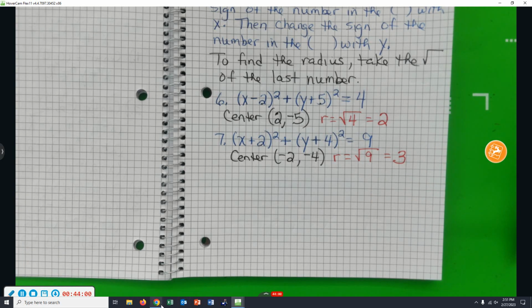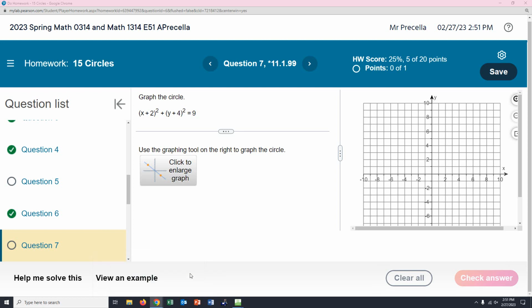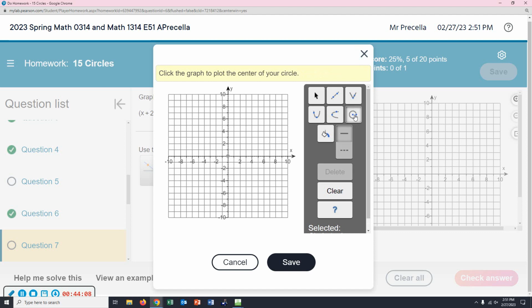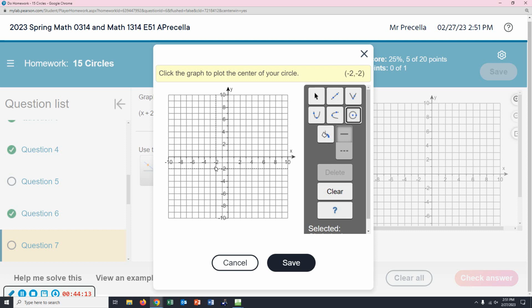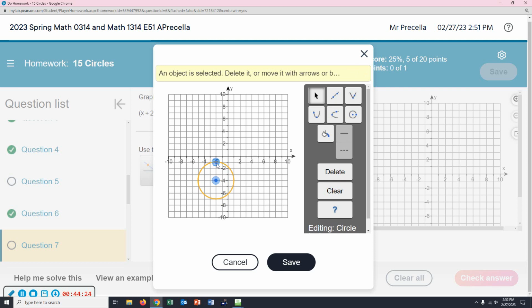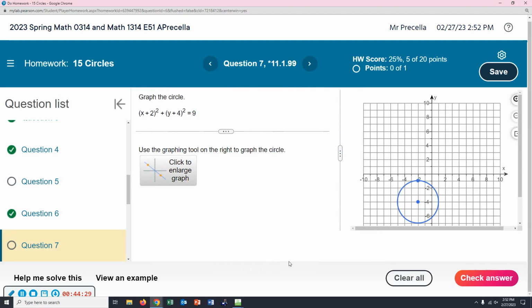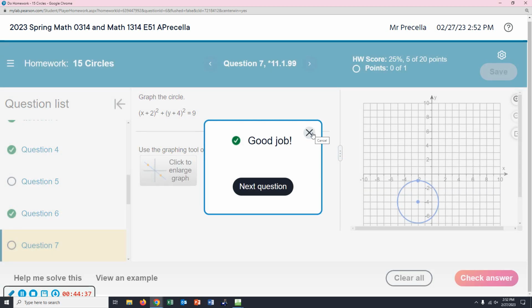All we have to do now, I'll say click. So negative 2, negative 4 is the center. Negative 2, down 4. And then I'll move up 3 units. 1, 2, 3. Any questions on this?